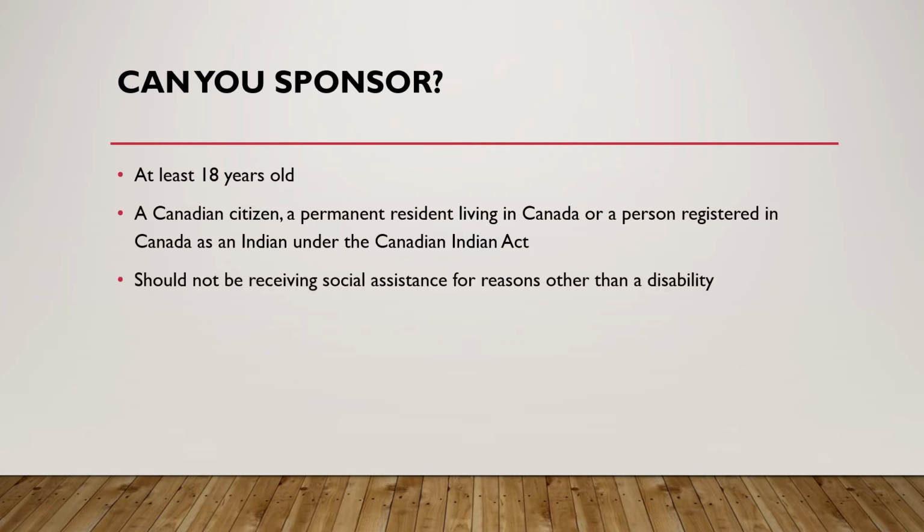The next requirement is that you should not be receiving any social assistance for a reason other than a disability. That means you should not be getting any government benefit, like in the form of cash. You should not be getting anything from the government. Next, you must prove that you can provide for the basic needs of any person being sponsored by you. And in some limited situations, you might have to meet an income criteria. These are the important requirements to become a sponsor. And if you meet these conditions, you are able to sponsor anyone who's related to you either by blood or by adoption.